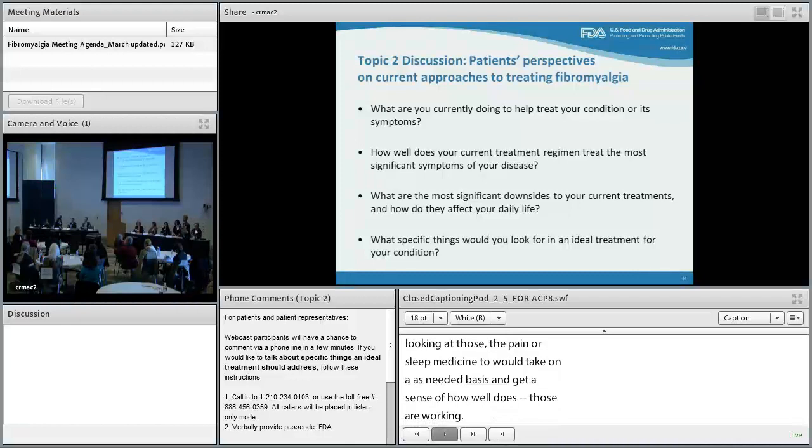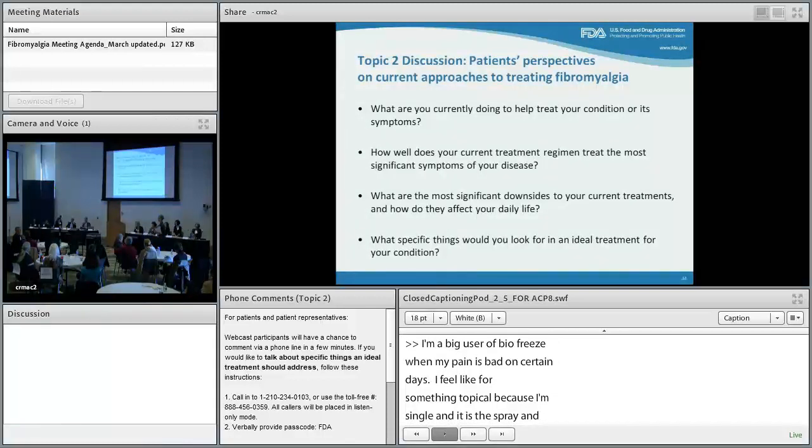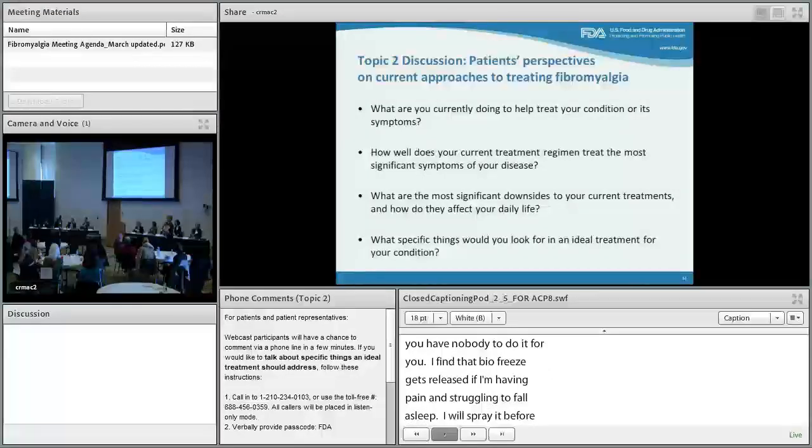I am a big user of BioFreeze. When my pain is bad on particular days, I feel like it's great for something that's topical, especially because I'm single and it's a spray, and it's hard to get your back when you have nobody to do it for you. I found that BioFreeze gives me a lot of relief, particularly if I have pain and I'm struggling to fall asleep because of it. I'll spray it on shortly before I go to bed, and that will freeze it enough to get me to be able to fall asleep. Okay.